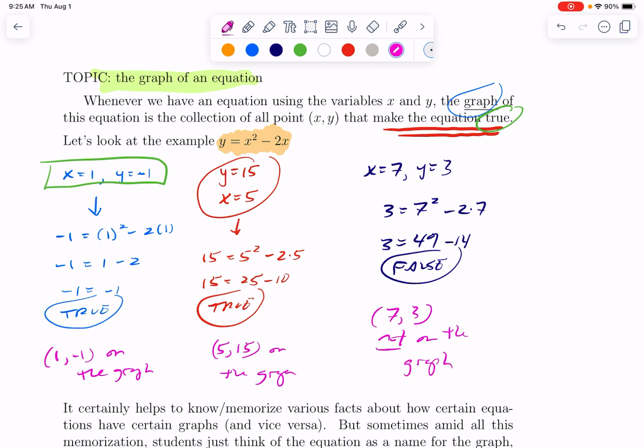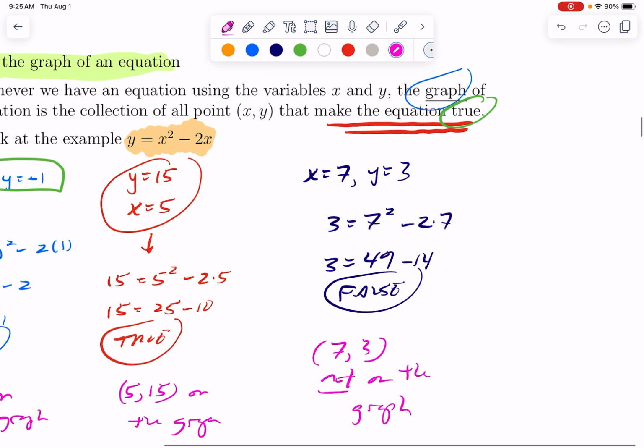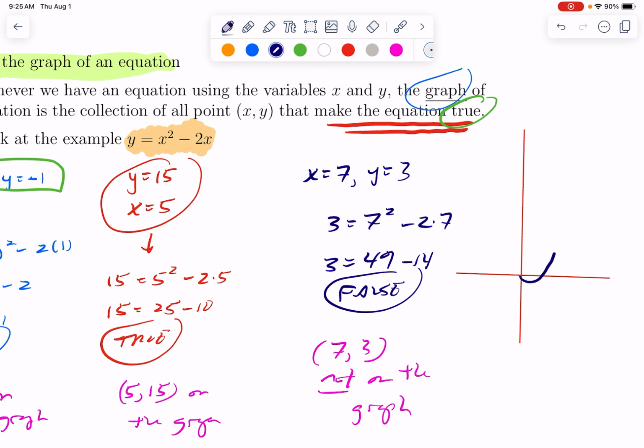And in theory, there are patterns, right? We could plug in a lot of different points. We could test things. We could remember some rules from pre-calc or algebra 2 or algebra 1 about how some of these graphs are supposed to look. Right? When we put this all together, and I'm just going to draw a very rough picture, for this particular example, we will get a parabola.